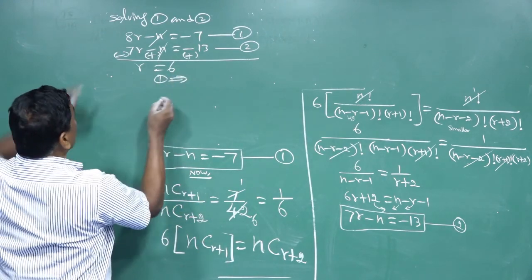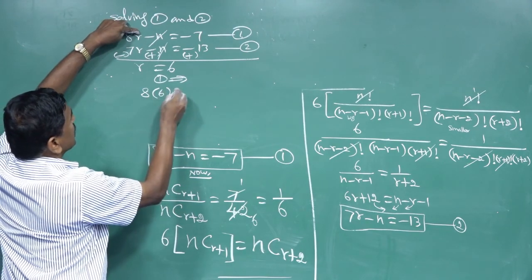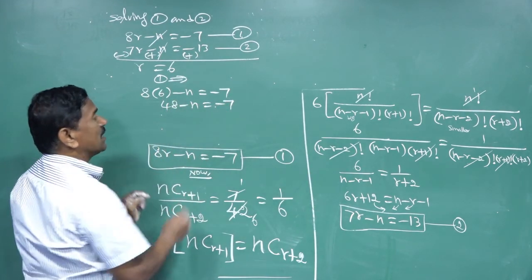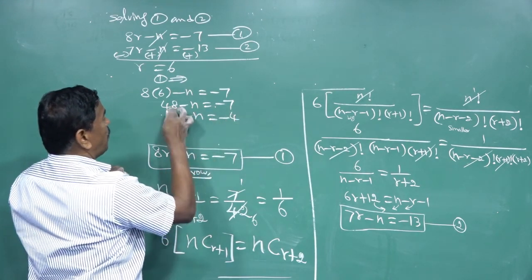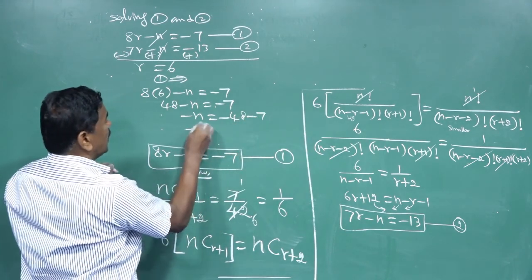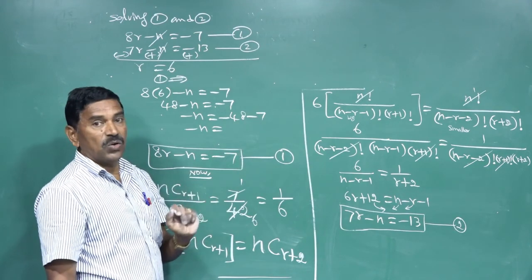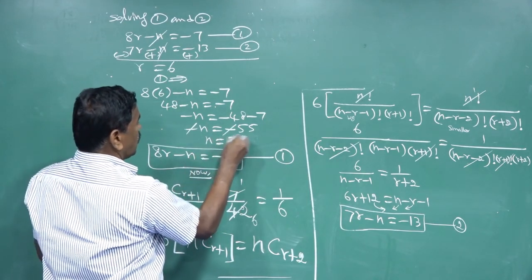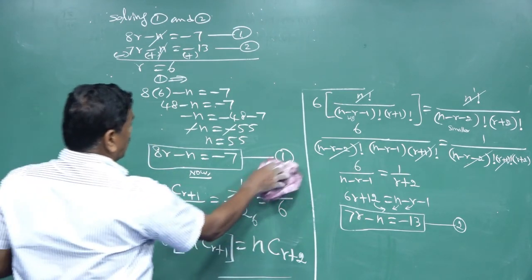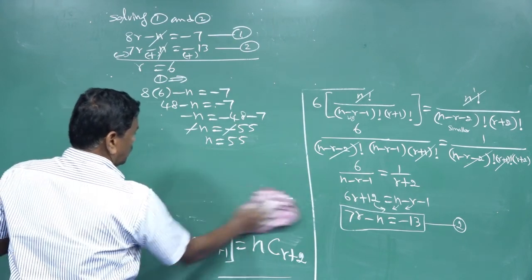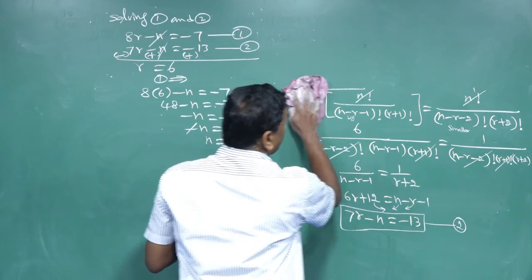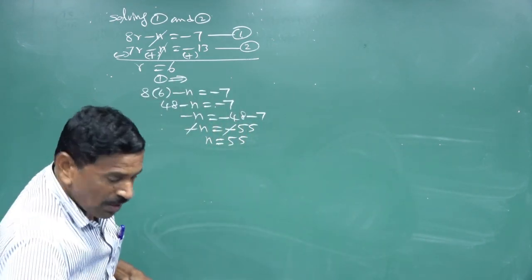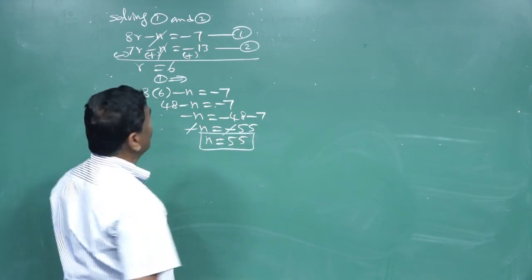Substitute r equal to 6 in the first equation. That becomes 8 into 6 minus n is equal to minus 7. Now, 6 8s are 48. 48 minus n equal to minus 7. Next step. Minus n is equal to minus 48 minus 7, that is minus 55. So the minus cancels. Therefore, n is equal to 55. We are asked to find the n value, therefore the required value of n is 55.